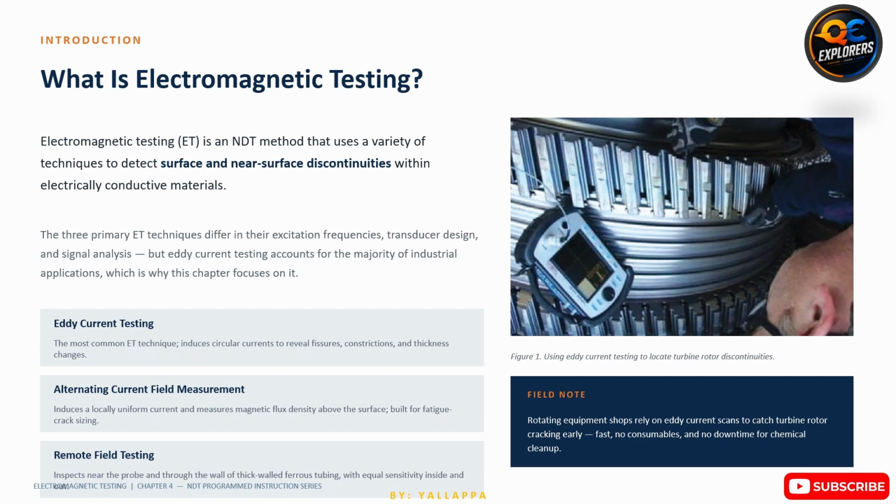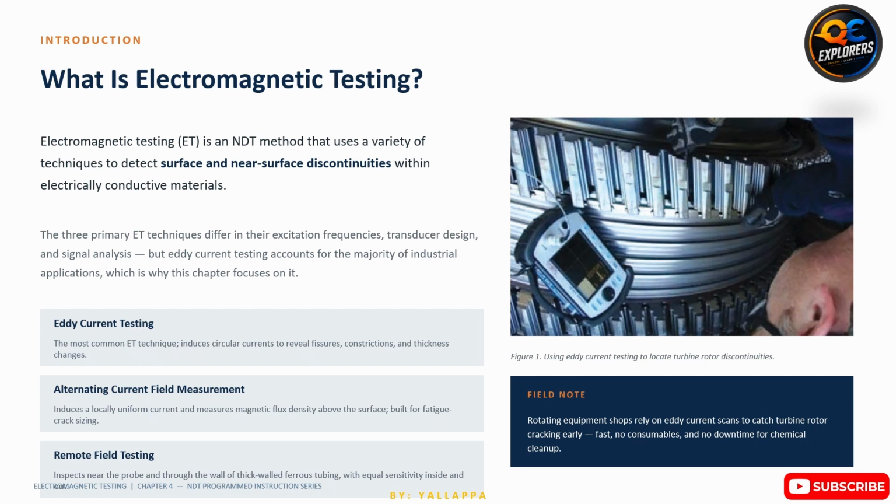Notice the photograph shown on the slide. It illustrates an inspector using an eddy current probe to examine a turbine rotor. Components like turbine shafts operate under high cyclic stresses, making them susceptible to fatigue cracking. Detecting these defects early prevents catastrophic failures, minimizes downtime, and improves equipment reliability.